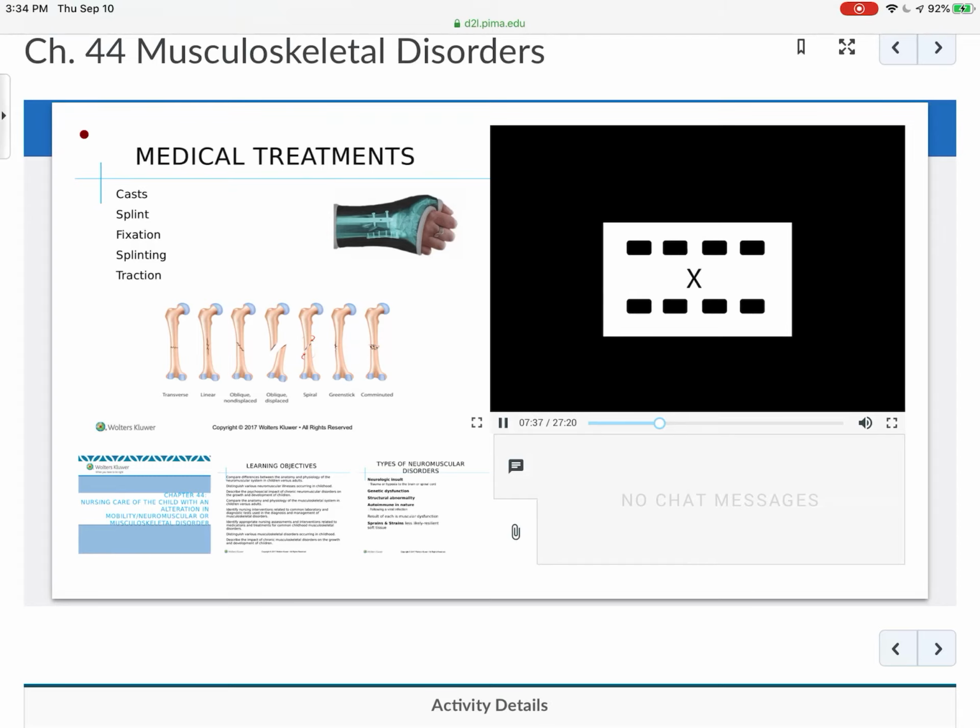Traction's another way where we would use immobilization to reduce or immobilize a fracture. They want to align it. It also reduces pain when we put them in traction if we can't do the surgery or reduction right away, because it reduces the muscle spasms, so they don't have as much pain. And we talked about external fixation, where you can actually see things.